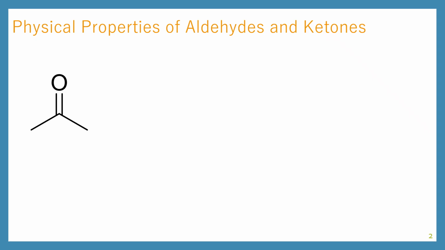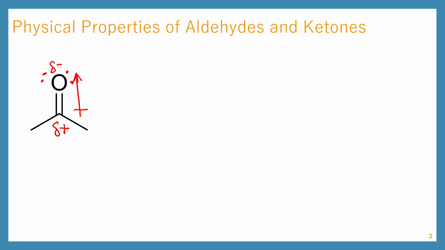Here I've drawn just a ketone, just so we can look at something simple. So one really important feature about the ketone and the aldehyde is that the carbonyl bond is polarized, such that the carbonyl carbon is partially positive, the carbonyl oxygen is partially negative. And don't forget, we have these lone pairs on the oxygen.